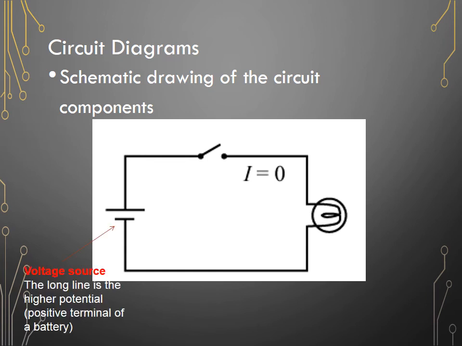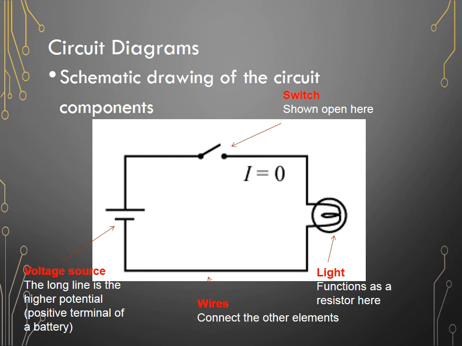So here's the voltage source. Now here, there's a short line and a long line. Please note that the long line is the higher potential, so it's the positive terminal of a battery. The switch is here. The light functions as a resistor here. Remember, in a simple circuit, you need to have at least one resistor. It doesn't have to be a light, but you need to have a resistor. And then you have the wires which connect the other elements, and usually we make all of these drawn with the right angles, just so when you start adding more elements, say extra resistors, it's easier to figure out what's going on.